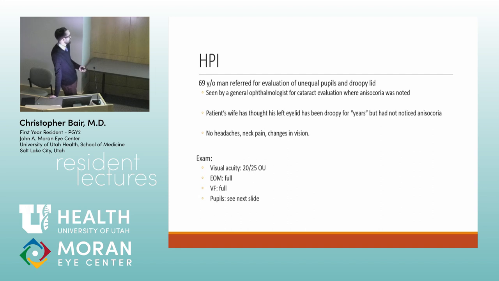Initially, he told us, I don't have any headaches, I don't have any neck pain, I don't have any changes in vision. But then his wife reminded him, actually, you have these episodes a few times a year where your lid gets really droopy, and you have these bad headaches, and your eye gets a little bit red, you get a little teary. But he didn't really think it was important to bring that up. So it's important to have collateral when you're taking history. His exam was otherwise pretty unremarkable. Acuity was normal, motility was full, visual fields were full, and then his pupils we'll take a look at here.